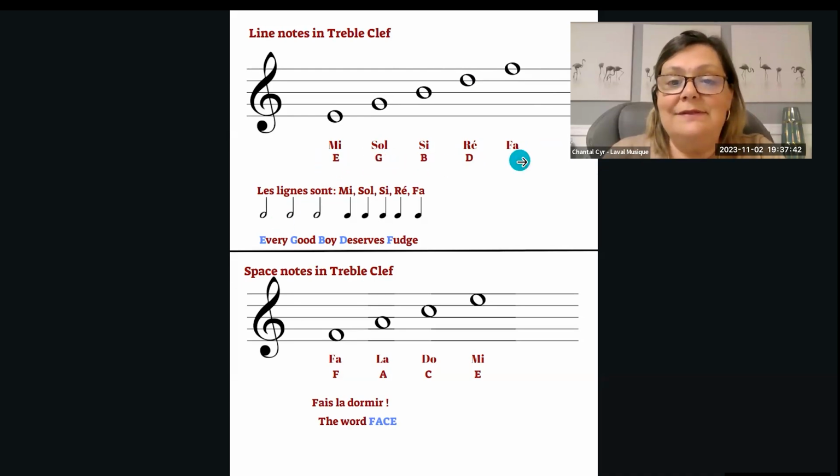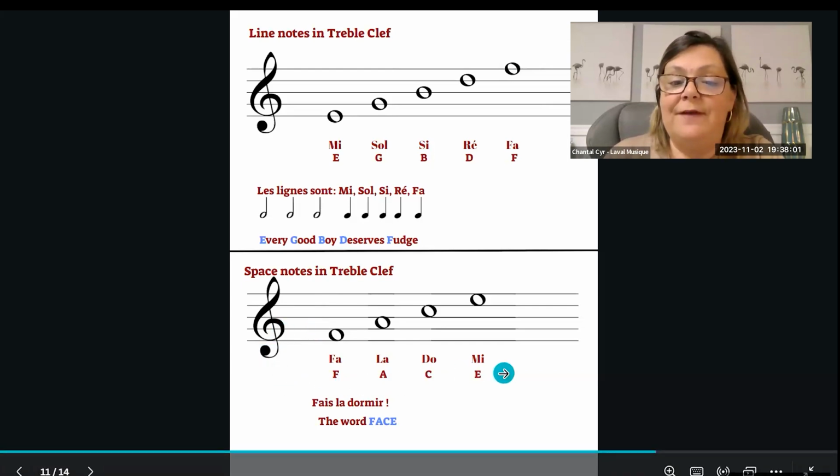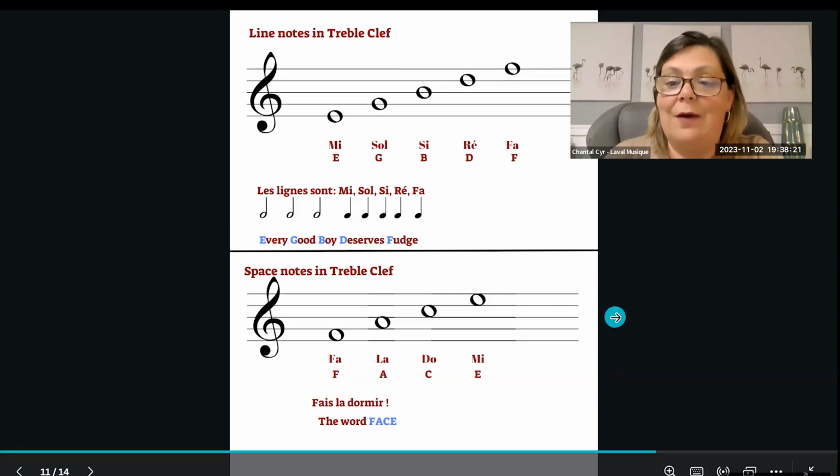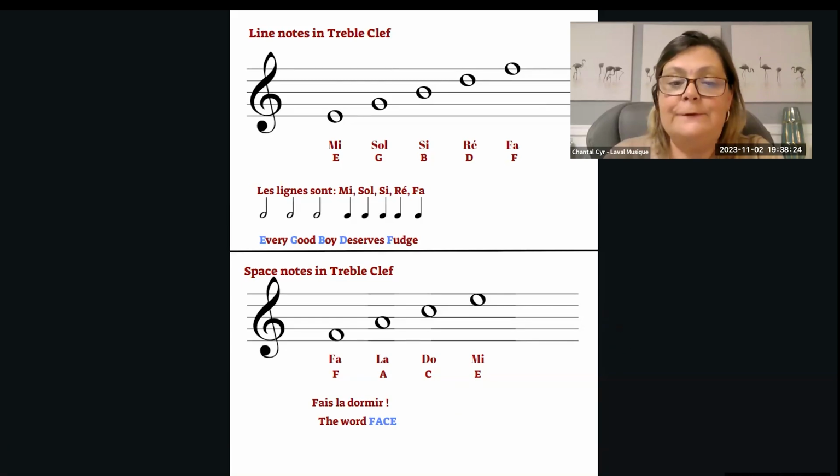If you're doing letter names, well then, I'm sure you've heard this before, every good boy deserves fudge. And then that works perfectly. Okay, so that works, and that's an easy way to find your notes. The space notes in treble clef will spell the word face, F-A-C-E. Or in French, if you want to go with the French way, because you're doing solfège and you're doing the do re mi way, well, the little sentence in French is fais-la dormir, fa-la dormi. Okay, and then that works. So those are two ways of finding the names of those notes.